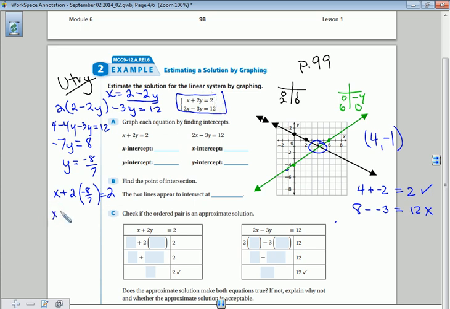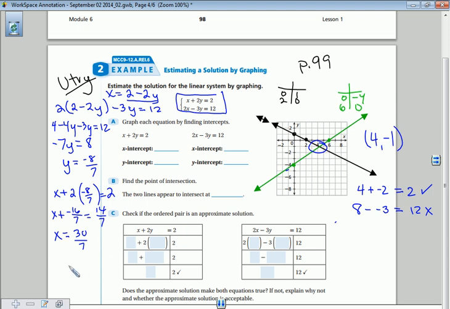So we get x plus -16 sevenths. 2 would be 14 sevenths, right? And then if we add 16 sevenths, we get 30 sevenths. How many times does 7 go into 30? Like 4 times. Isn't that what we had on the approximate?